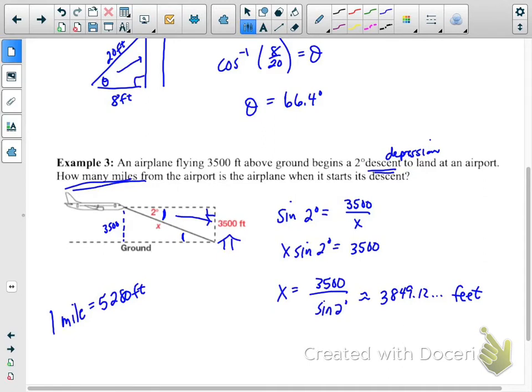So I'm going to take this amount of feet and I'm going to divide it by how many feet are in a mile. So I'm going to divide this by 5,280. Again, keep that number in your calculator. So that number's still there. Hit divided by, and it'll say answer, 5280, and I end up with 0.729 miles. Okay.